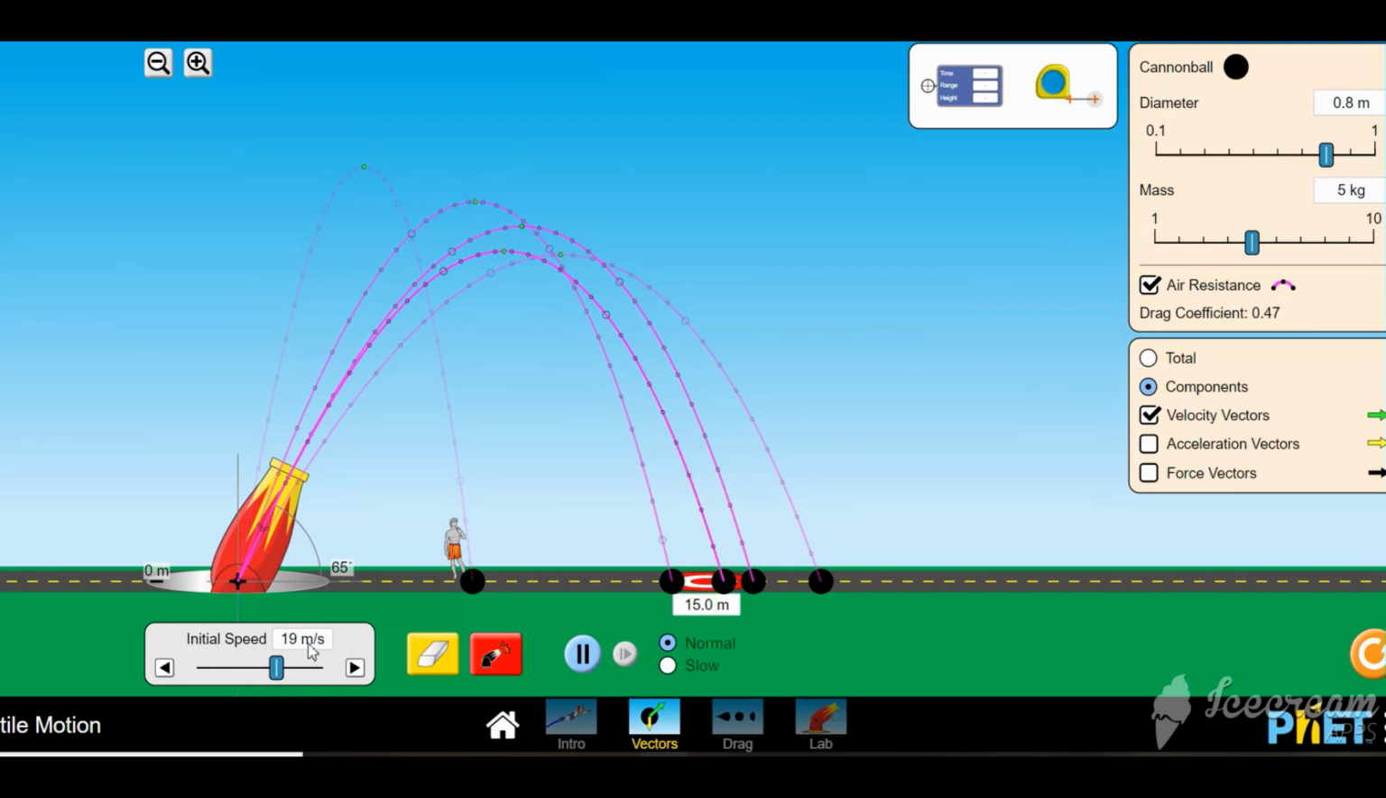So we had an initial speed of 19 meters per second, and at an angle of 65 degrees, we hit the target. All right, so you can see how important the magnitude here, which is my 19, which is an initial speed that I gave it, and the angle here plays a critical role as well.